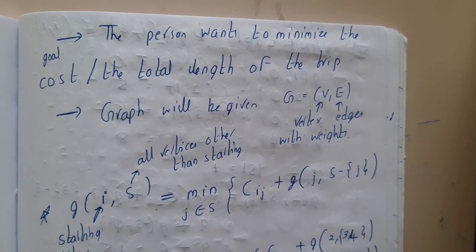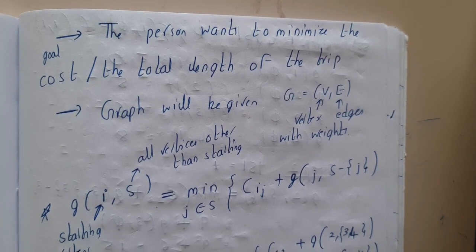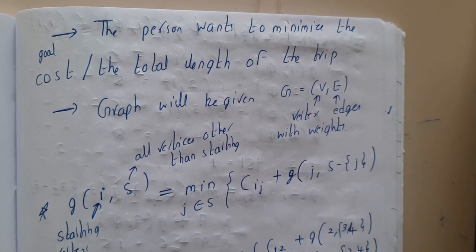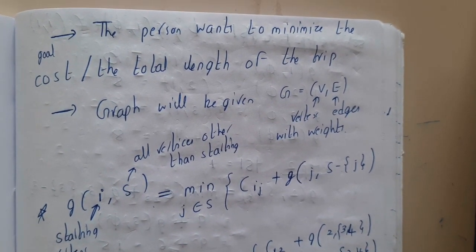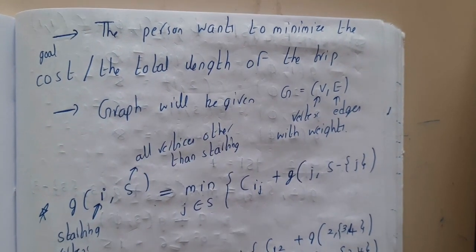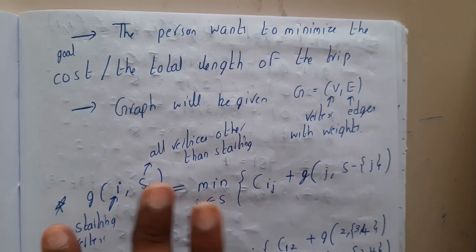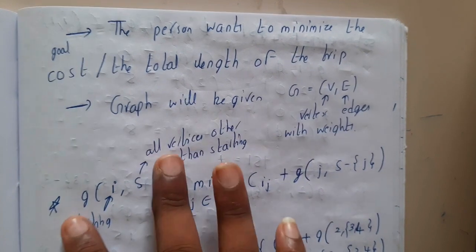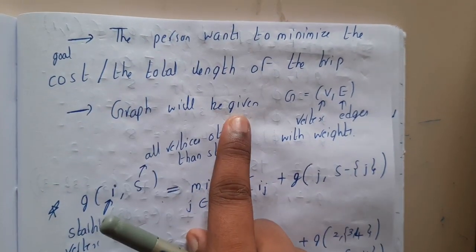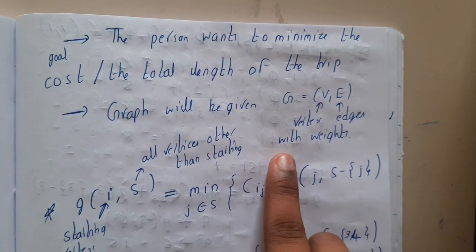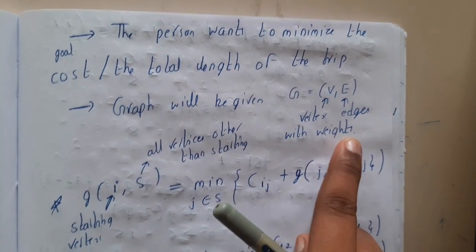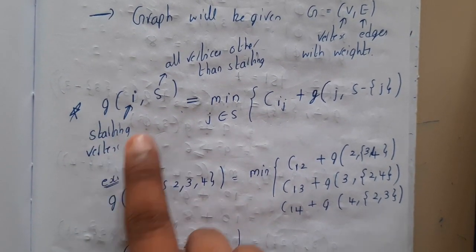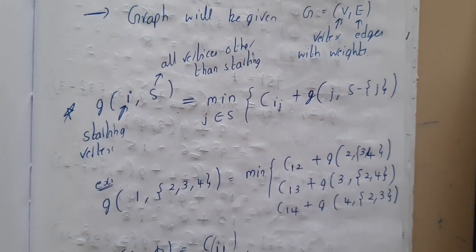We will again learn this traveling salesperson problem using the lower bound method and various other methods in our next unit. For now, in this lecture we'll be discussing dynamic programming. We have only a single-step formula for solving the whole problem, and you will repeat that step again and again until you reach the answer. Initially the graph will be given with a set of vertices V and edges E. Basically g of i comma S, where i is your starting vertex and S is all vertices other than the starting vertex.